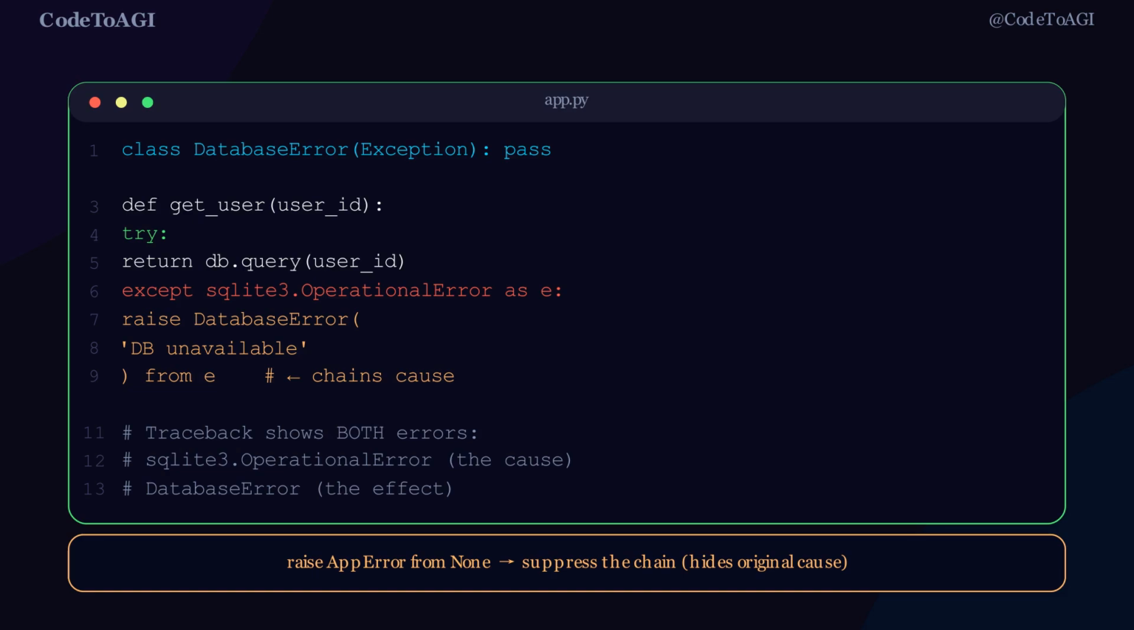You can also suppress the chain. raise AppError("message") from None. That hides the original. Use it carefully. You're choosing to hide information from the next developer.